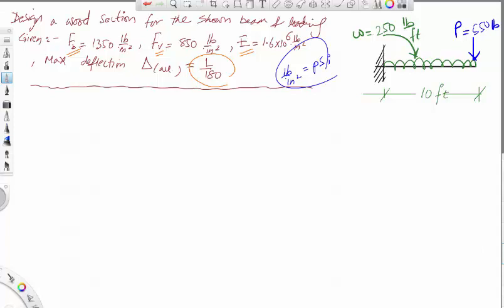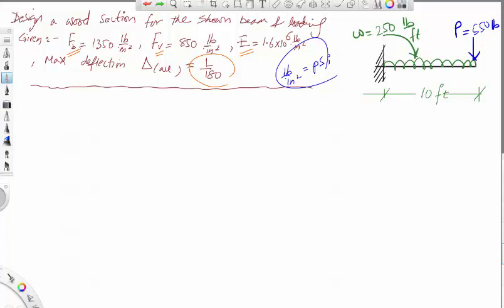And maximum allowable deflection is given as L by 180. L is the span for the beam. In this case, the span is 10 feet. So let's start. Step number one is we need to calculate the maximum bending moment. And as you see, we have a case of cantilever with uniform distributed load 250, and we have a point load at the end of 550 pounds.